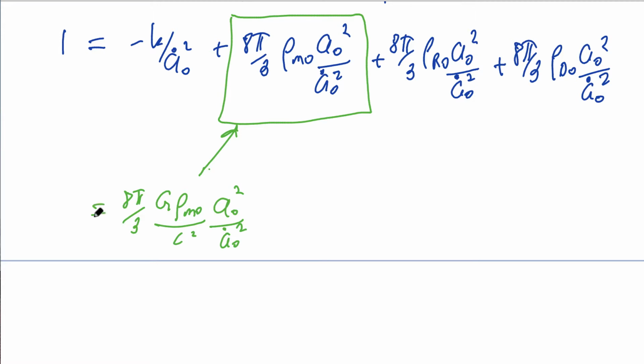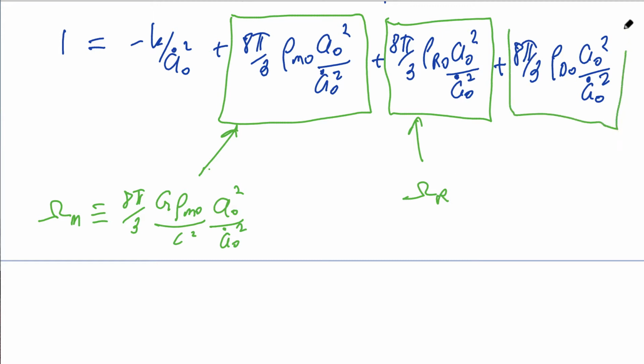So let's define this quantity to be omega m, this constant. And likewise, we'll define this constant to be omega r, and this constant is omega d. So each of these omegas is a constant proportional to the present day value of the energy density of one of the three components of the universe. So omega m is proportional to the present day value of the energy density in ordinary baryonic matter and dark matter. Omega r is proportional to the present value of radiation energy density, and omega d is proportional to the dark energy density, which is of course a constant in time.